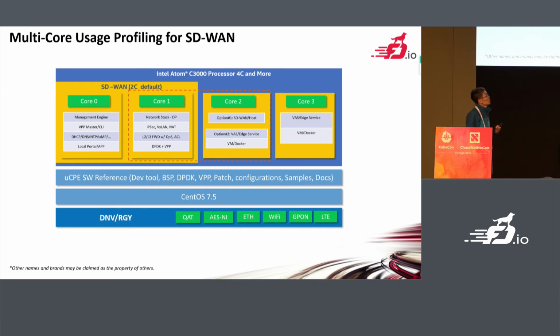Okay, if you need to support multi-cores in one CPU, then we provide the multi-core usage profiling for SD-WAN. Here is the example. For four cores chipsets, we can run the management, the CLI, and other master services in core 0. And for core 1, we can run the packet processing data plane. And for core 2, we can run the SD-WAN optimization services or the edge services. And for core 3, we can run the container and the other use cases.